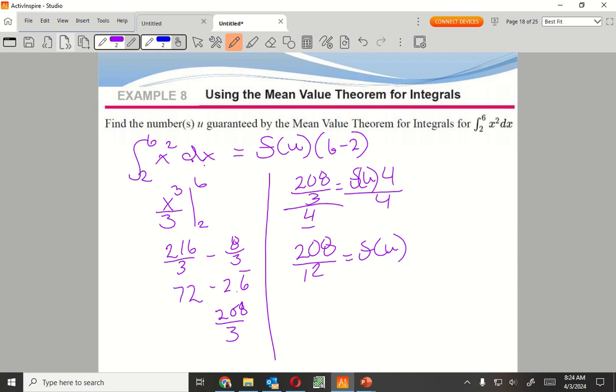And what is my function f of u? Isn't this right here my function? My function is just x squared, isn't it? So what this is trying to tell me is I need to find where my function x squared is equal to 208 over 12.